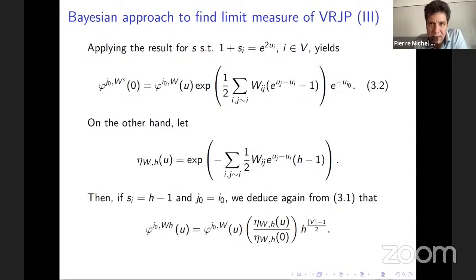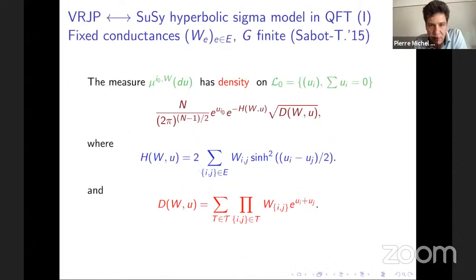So again, it's a little bit involved, but I find it simpler. At least the Gaussian integral is much less painful than in the edge reinforced random walk case. So that's the limiting measure.